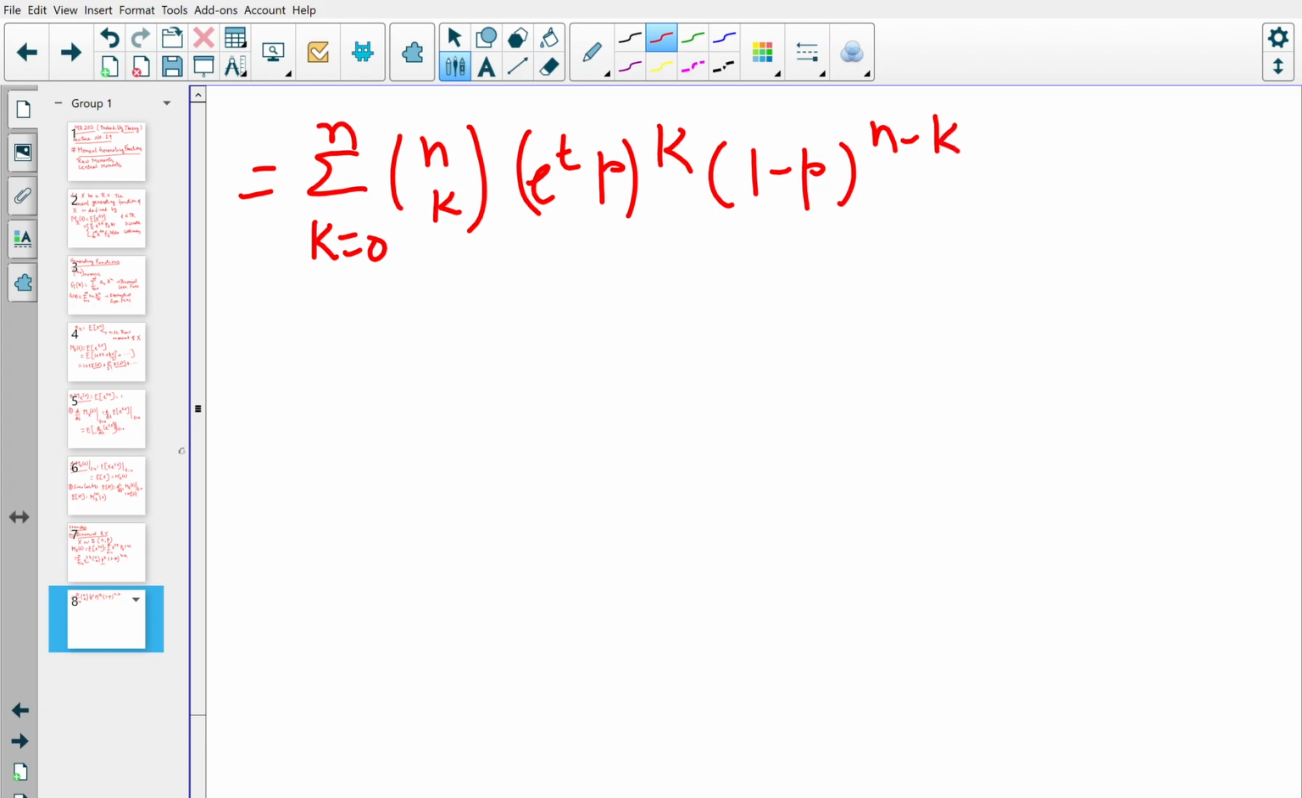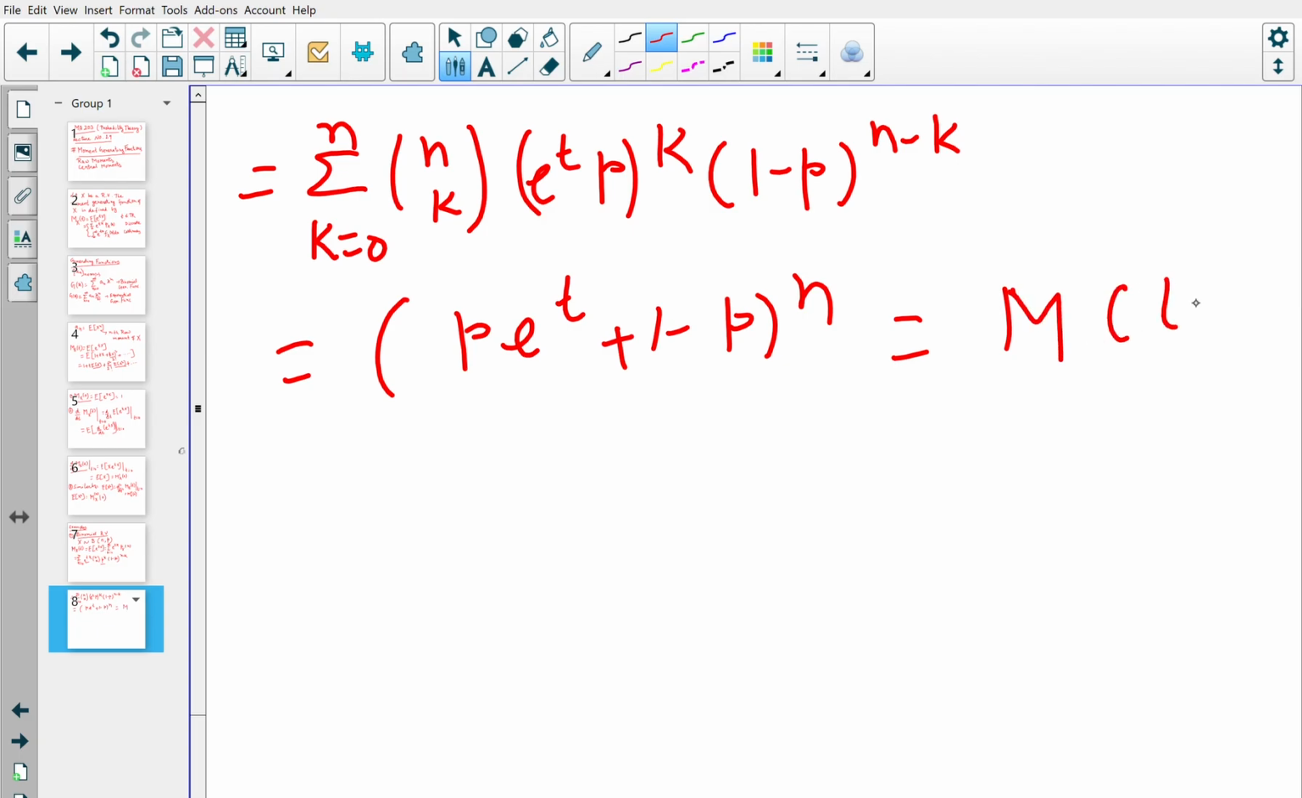Okay, now look at this thing. This finite sum is actually a binomial sum, and the value of the sum is (p into e power t plus 1 minus p) to the power n. Clear? So this is our result. So this is our moment generating function for the binomial random variable, right?